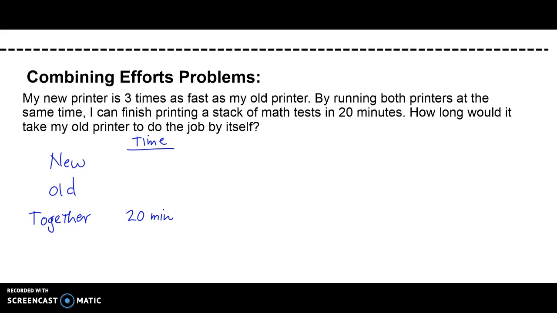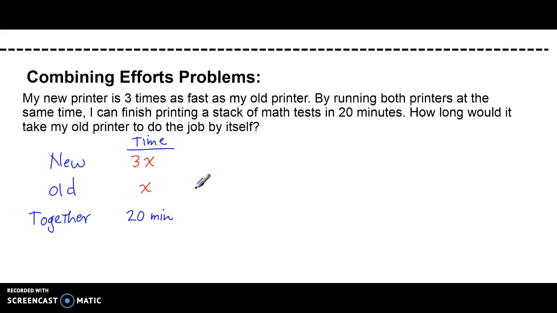So read the very first part of the paragraph. My new printer is 3 times as fast as my old printer. So new printer is 3 times as fast as my old printer. It's real tempting to read those words and think it's saying this. But actually put a number in for x.